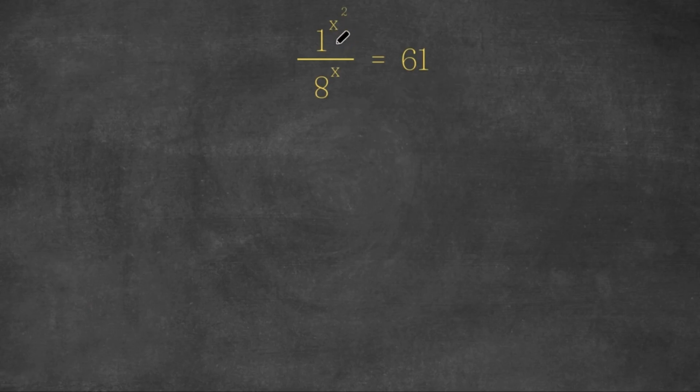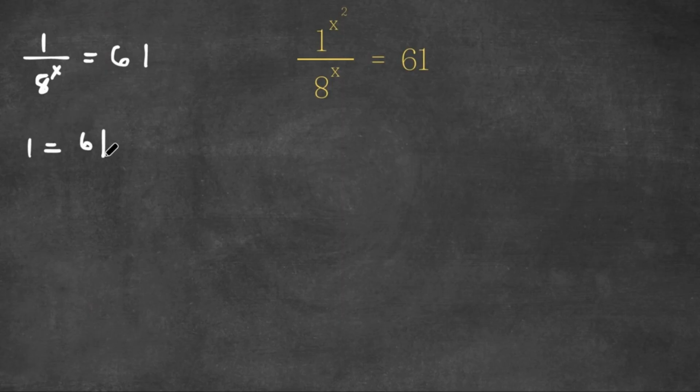Now what I'm first going to do is deal with this 1 to the power of x squared. Well, if you guys remember, 1 to the power of any number is equal to 1, meaning that 1 to the power of x squared is simply just equal to 1. So this would be 1 over 8 to the power of x is equal to 61. Now, if I multiply both sides by 8 to the power of x, I get 1 is equal to 61 times 8 to the power of x.